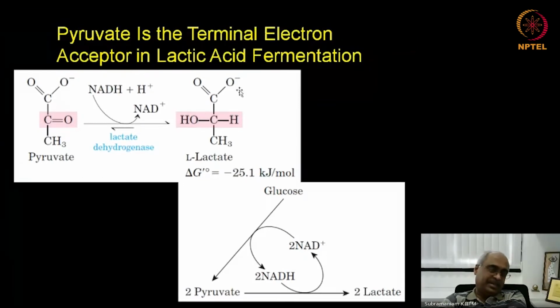And this lactic acid, if you count the carbon-hydrogen ratio, is the same as glucose. Okay, so the oxidation state is not changed. The energy is still conserved here, except that you gain 2 ATP molecules per glucose. So this is one fate of pyruvate. That is, pyruvate can be reduced by lactate dehydrogenase to make lactic acid.